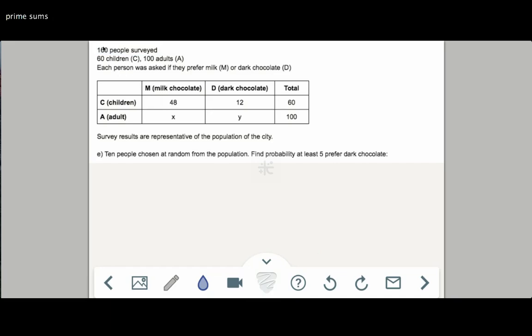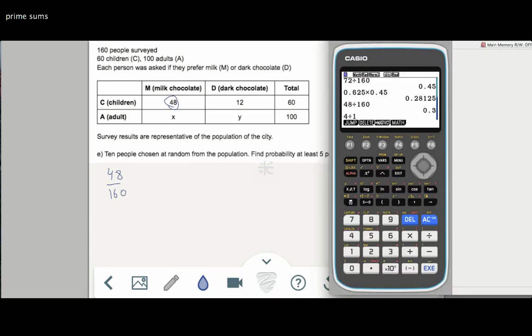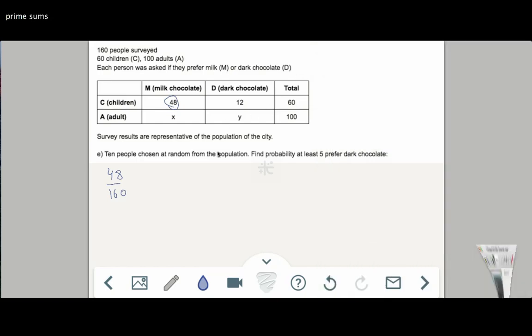So for example, we surveyed 160 people. 48 of them are children who prefer milk chocolate. So 48 out of 160, and this is equal to 0.3. So basically, 30% of the people surveyed are children who prefer milk chocolate, and this is going to be the same if you surveyed everyone in the city. So if there's, for example, a million people in the city, then 30% of everyone in the city will be children who prefer milk chocolate.